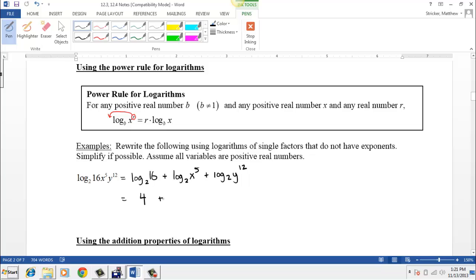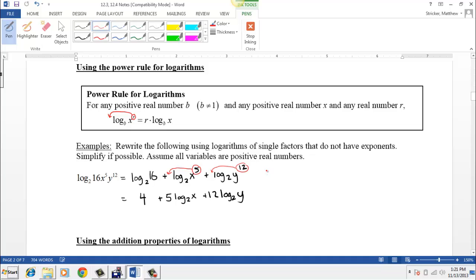And then using the power rule, I can take both the 5 and the 12, and I can multiply them on the front. So the second term could be rewritten as 5 times log base 2 of x, and the third term could be rewritten as 12 times log base 2 of y.